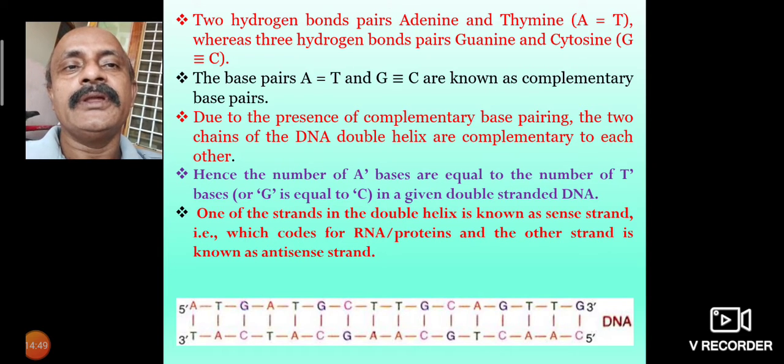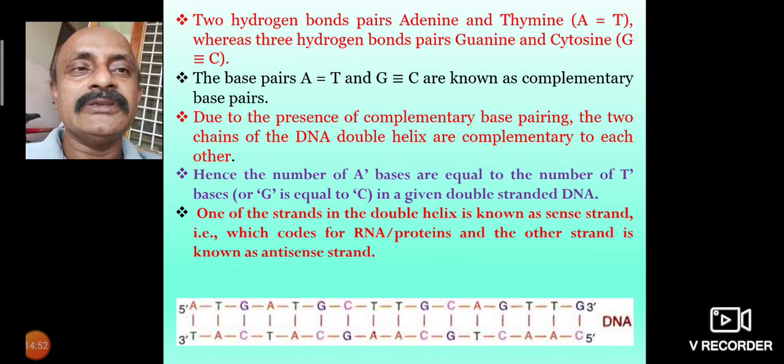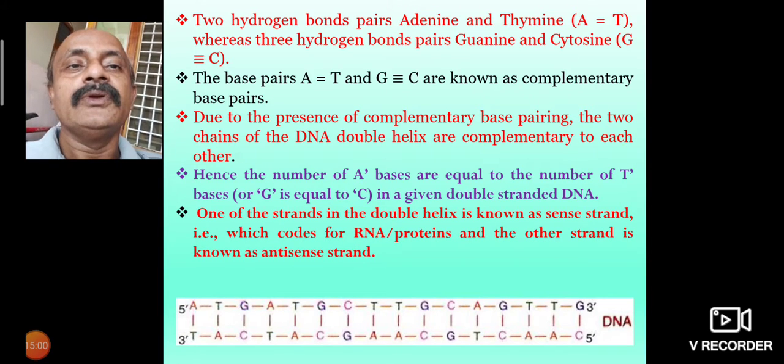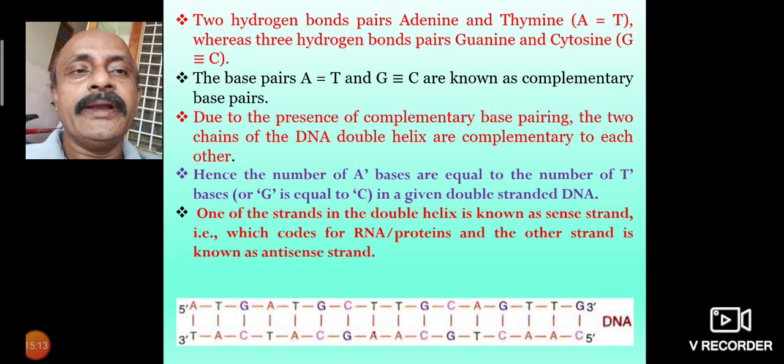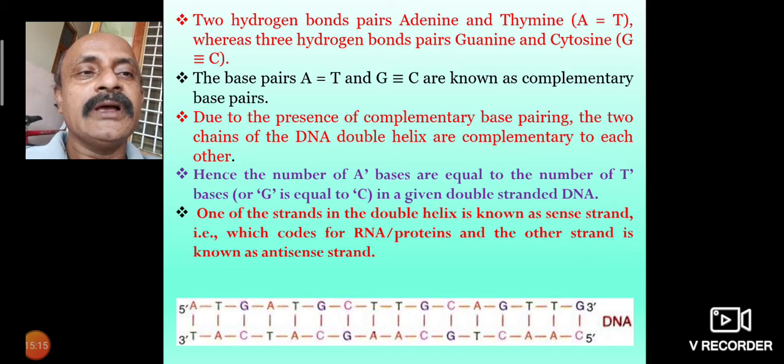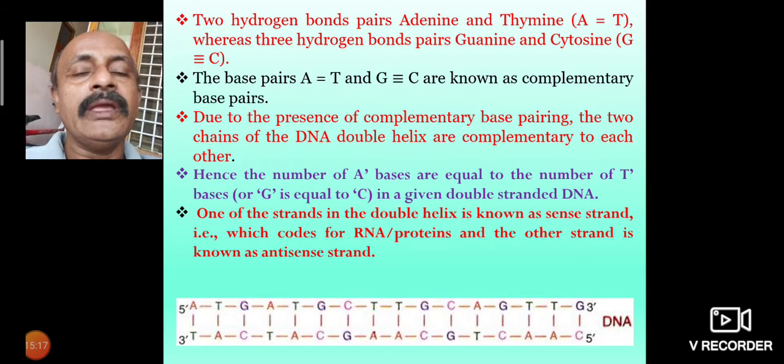Which are complementary bases. Due to the presence of complementary base pairing, the two chains of the DNA double helix are complementary to each other: first chain, second chain. They are joined by bonds. Hence the number of adenine bases is equal to the number of thymine.